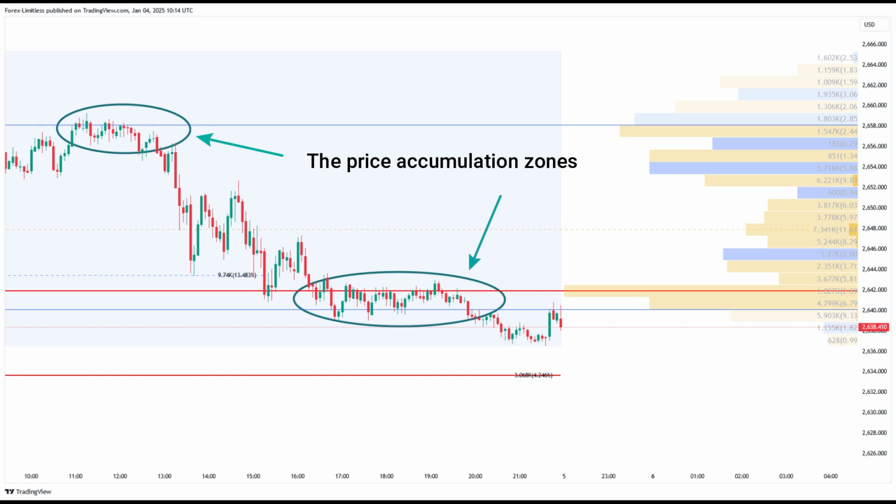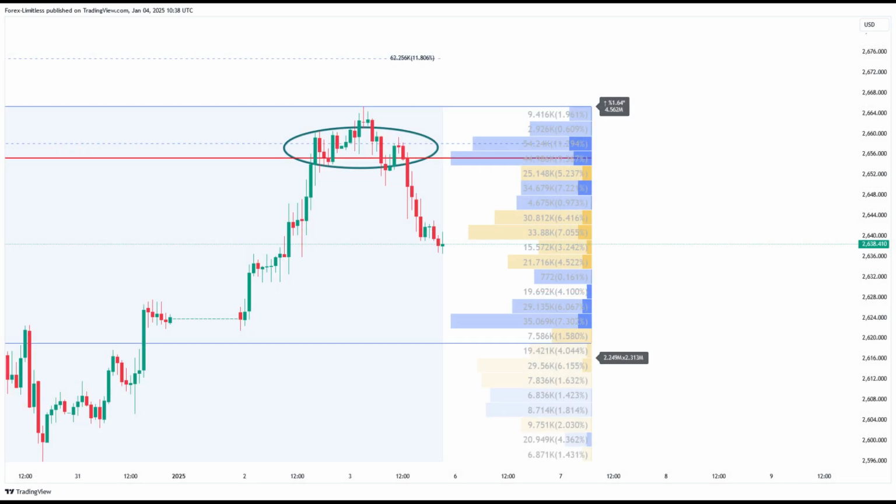These levels are crucial for us as traders because positioning our trades at the price accumulation zones allows us to capture significant moves when the market price eventually expands.